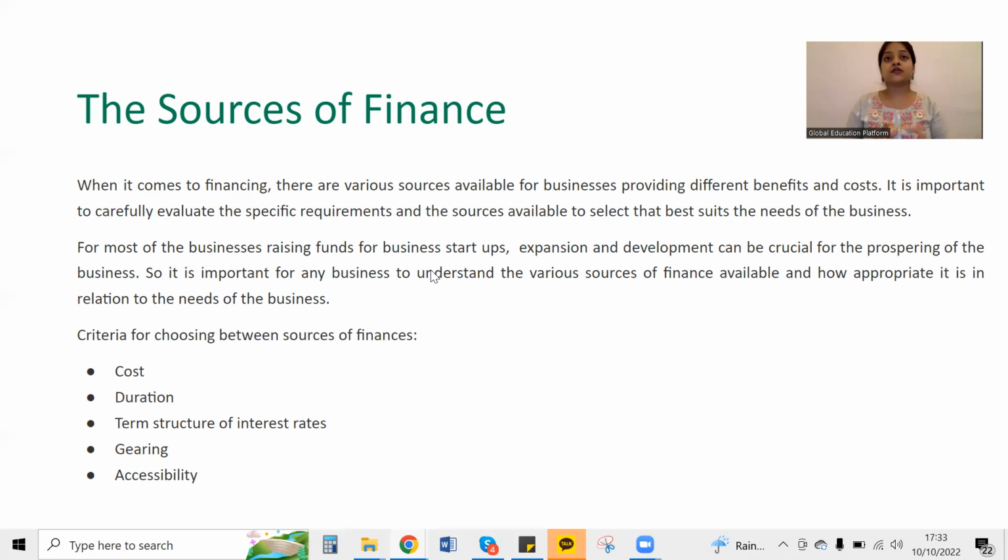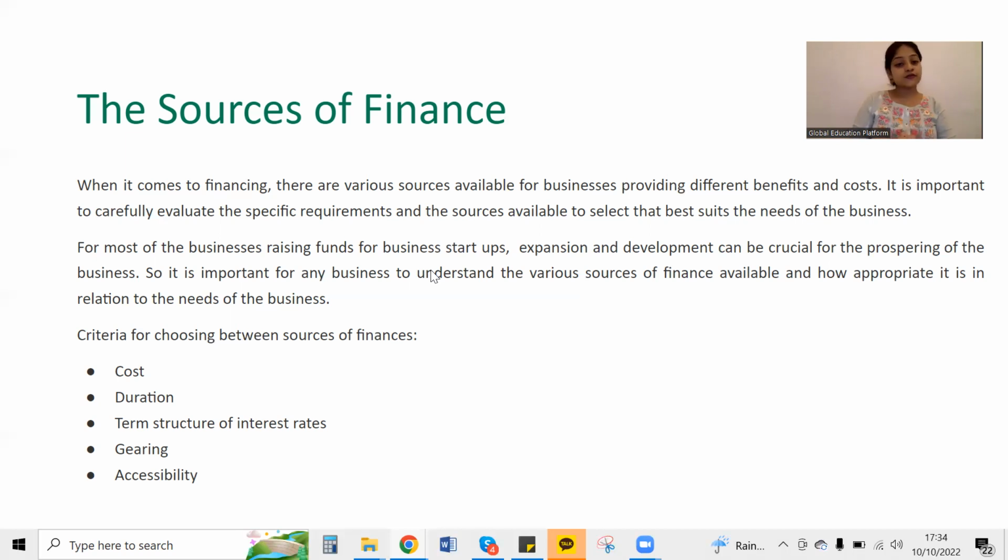With all these things to consider as a business, when I explain, I always tell you, put yourself in the position of the business person and understand. Then you'll be able to better understand the concept. So again, it is important to carefully evaluate the specific requirements and the sources available to select the best that suits the needs of the business.